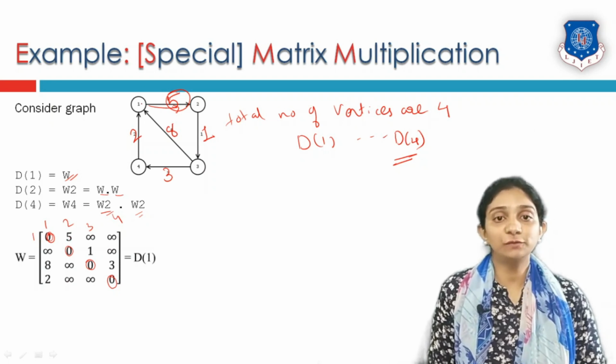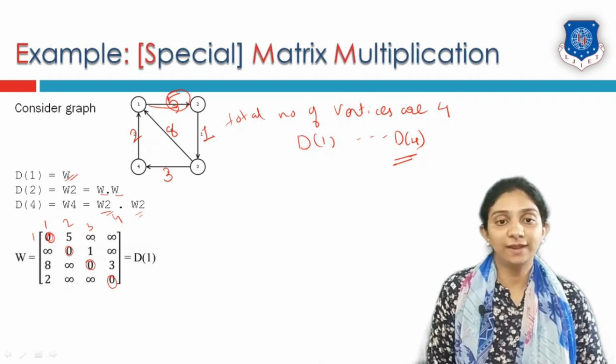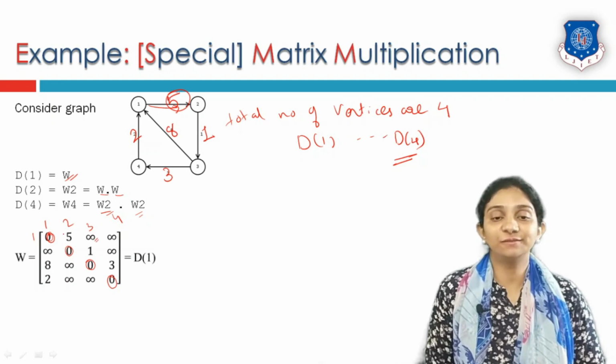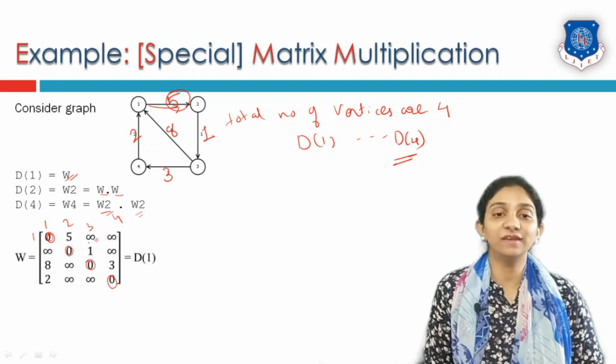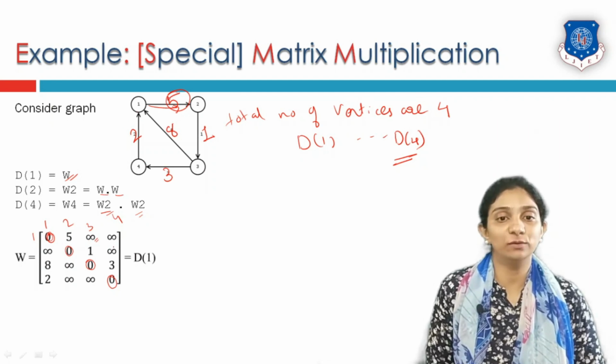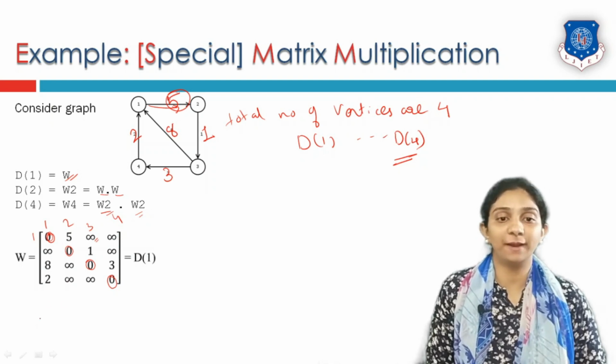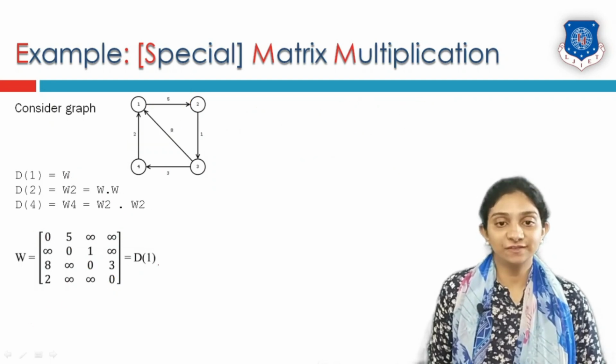Is there an edge from vertex 1 to vertex 3? No, this edge is from 3 to 1, not 1 to 3. So the entry from 1 to 3 is made as infinity. Similarly, there is no edge from 1 to 4, that's why the value is infinity. And likewise, a complete matrix is prepared. This matrix is D1 itself.